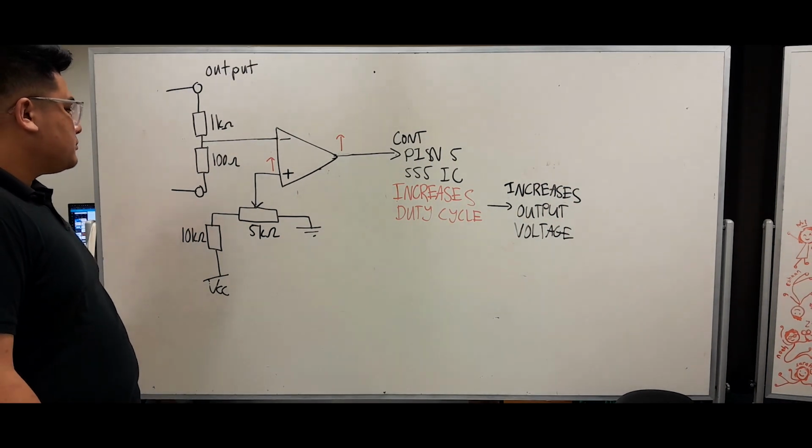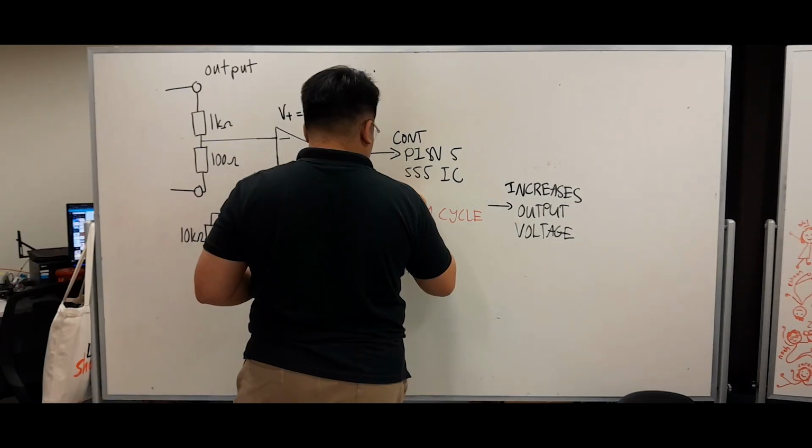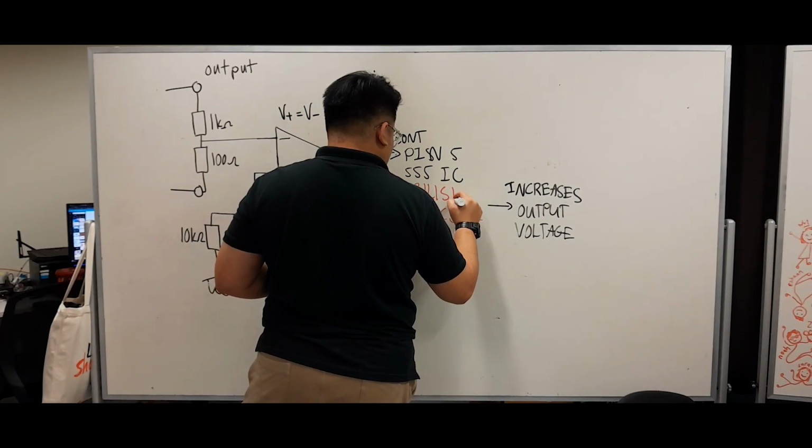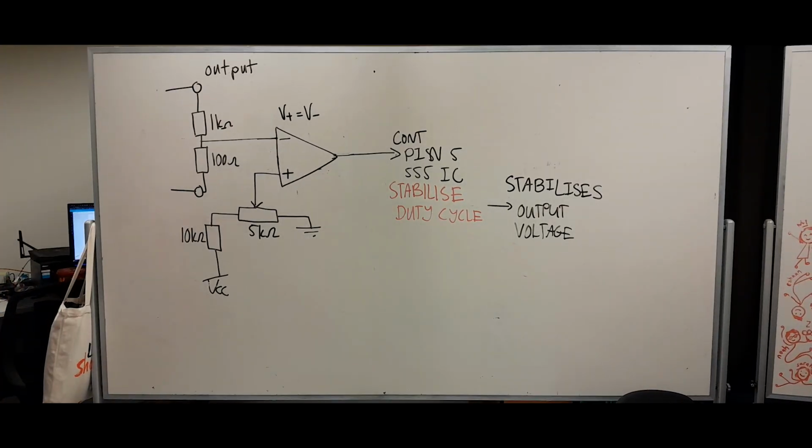Now for an OpAmp as a comparator, the aim is to make sure that the V plus is equal to the V minus, which will eventually stabilize the duty cycle, which in turn will stabilize the output voltage.